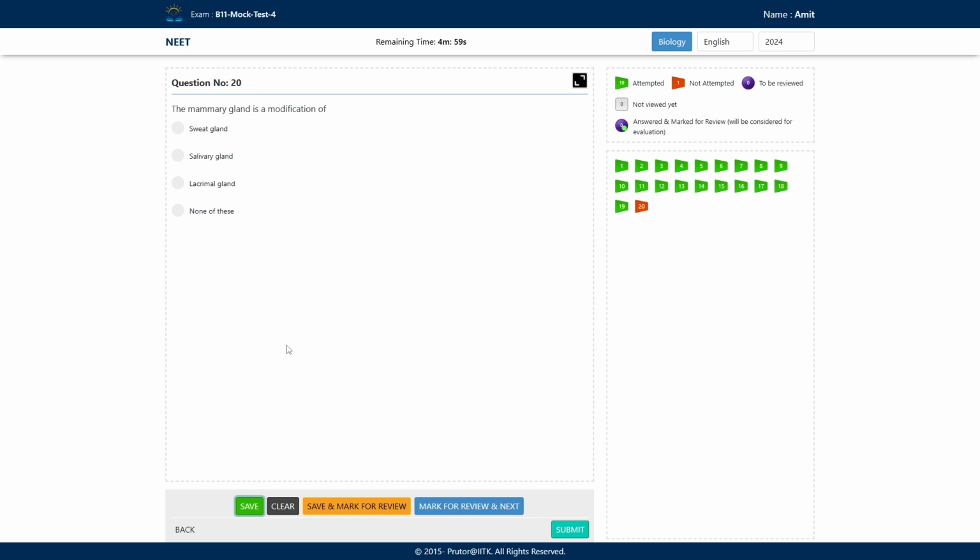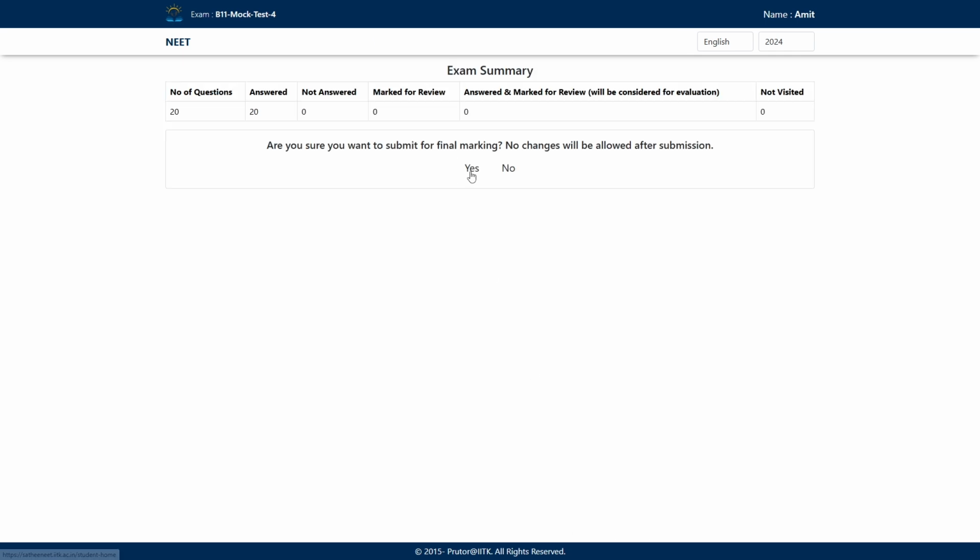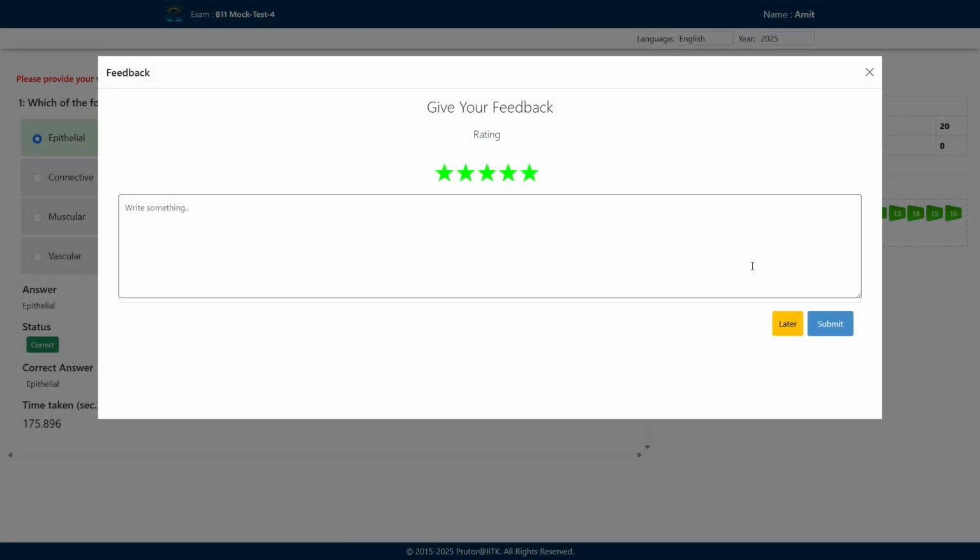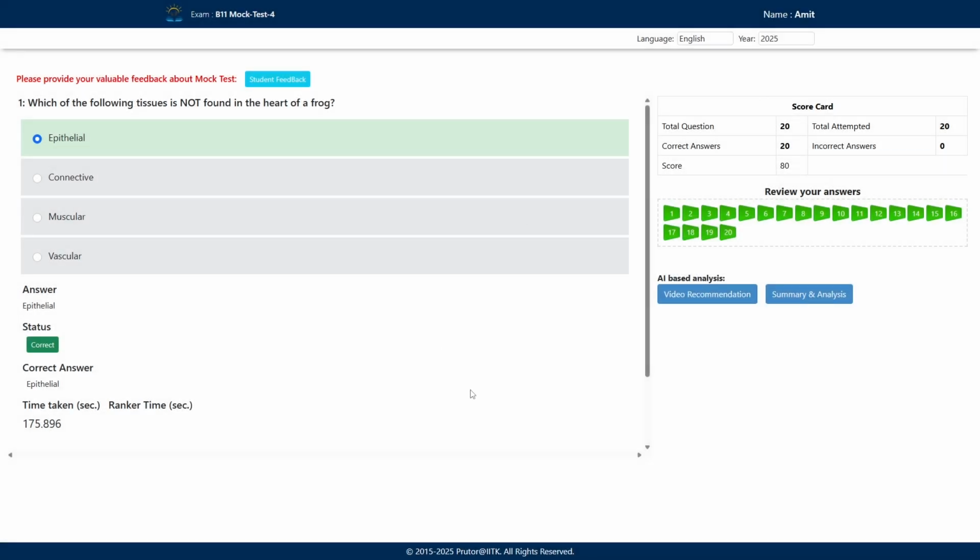Mammary gland is the modification of sweat gland. It is the modification of sweat gland. Very important question. It is not a modification of salivary gland. It is not a modification of lacrimal gland, right? So it is a modification of sweat gland. So we will save this and submit the test. So all our answers are correct.